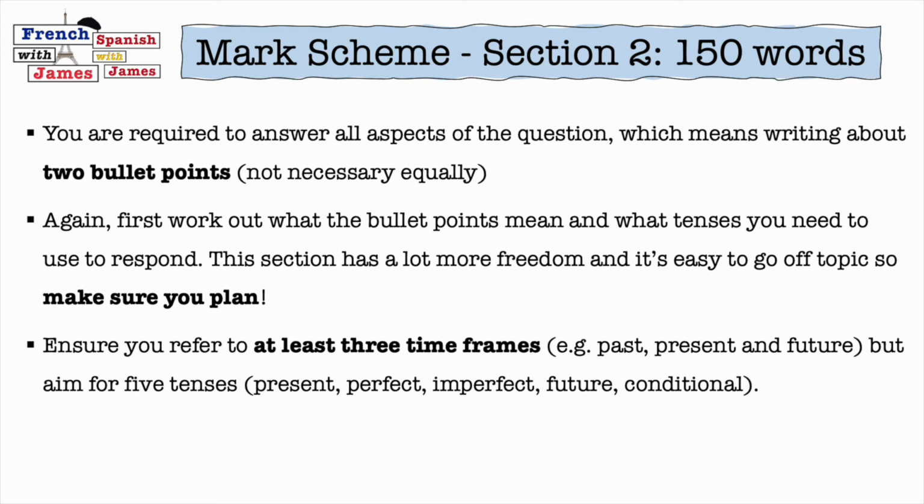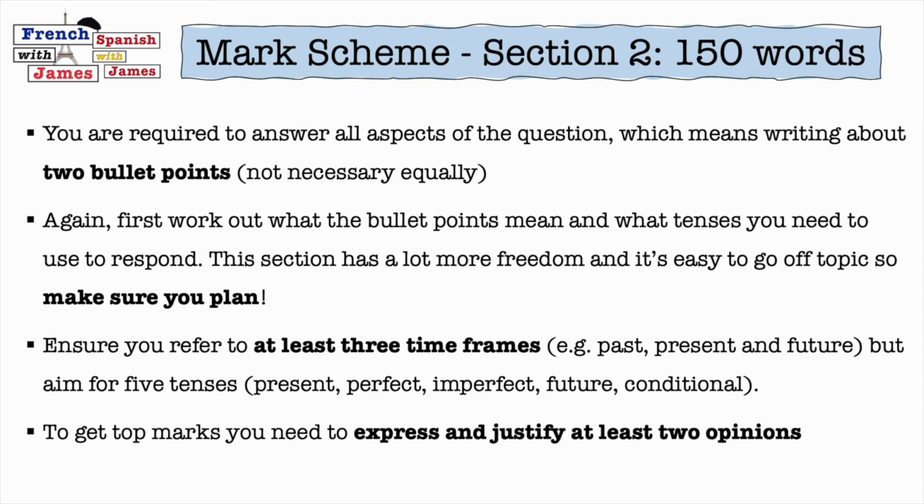Again, you need to ensure you refer to at least 3 time frames. So generically past, present, and future, but I'd recommend you aim for 5 tenses. So trying to use a couple of past tenses, the perfect, passé composé, and the imperfect. And that could just be using c'était, or you could talk about what someone used to do in the past. Using the future, try and use 2 futures if you can, the near future, and then you could use the simple future. And again, that could just be using the phrase ce sera, and the conditional as well, which is really easy to use if you just use je voudrais with an infinitive verb.